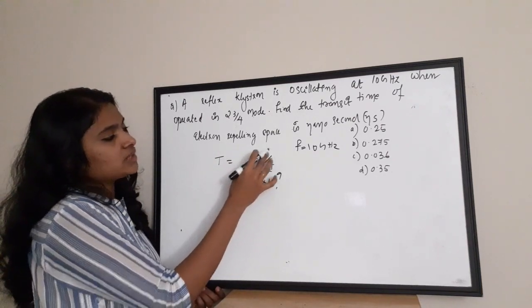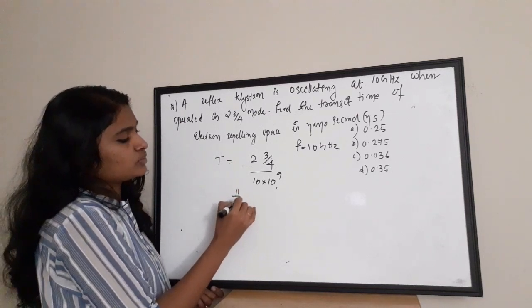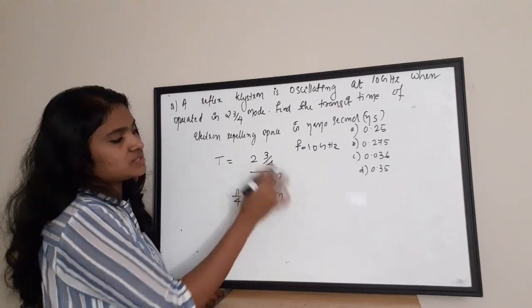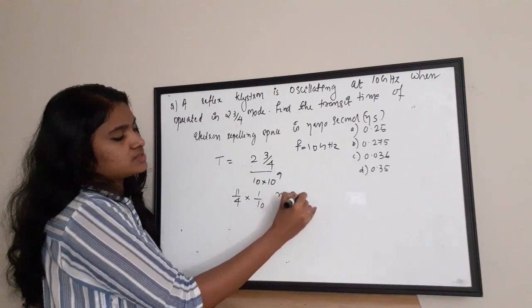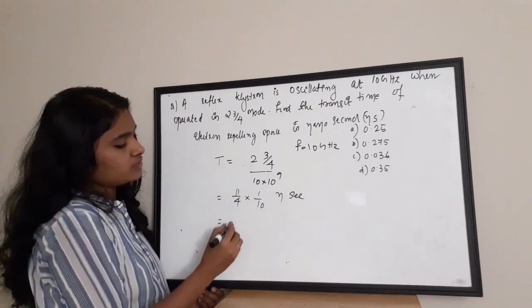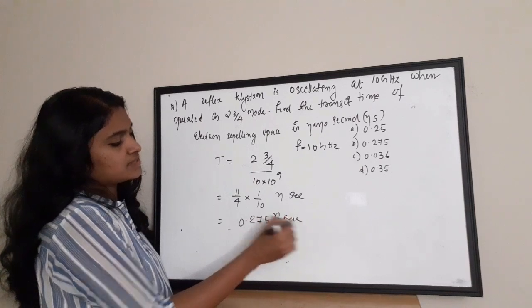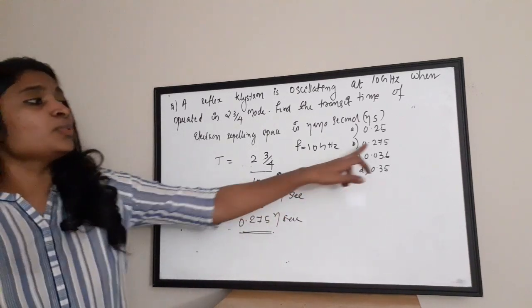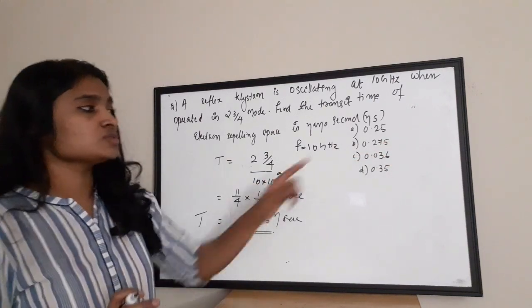So 2 and 3 by 4 is 4 into 2 is 8, 8 plus 3 is 11 by 4, into 1 by 10 nanoseconds. So this 10 raised to 9 in the denominator will give nanoseconds. If you solve it, you will get 0.275 nanoseconds as the answer for this question. So the transit time T is equal to 0.275 nanoseconds. So the correct answer for this question is option B.